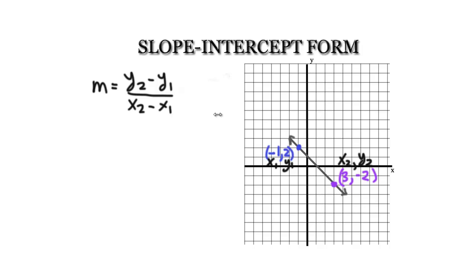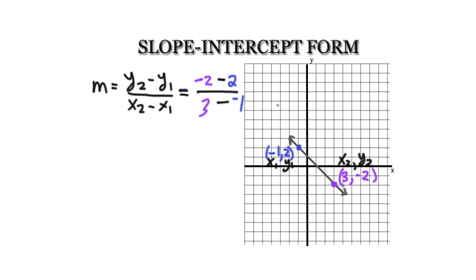So using the slope formula, I will write it down. Okay, it's equal to y2. Now y2 is the negative 2, so let's replace that, negative 2, minus the y1, and y1 is 2, divided by x2, but x2 is 3, so let's plug that in there, minus the x1, which is negative 1.